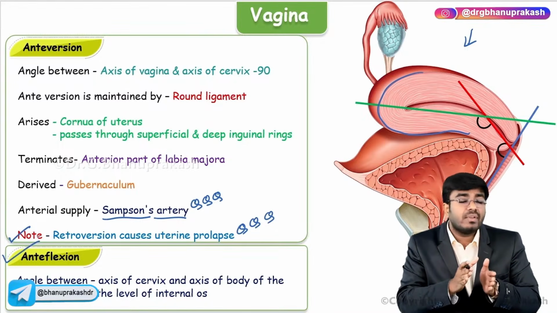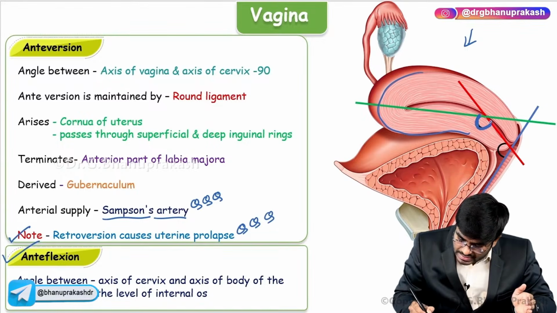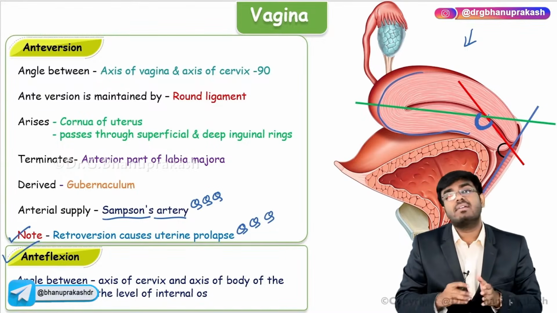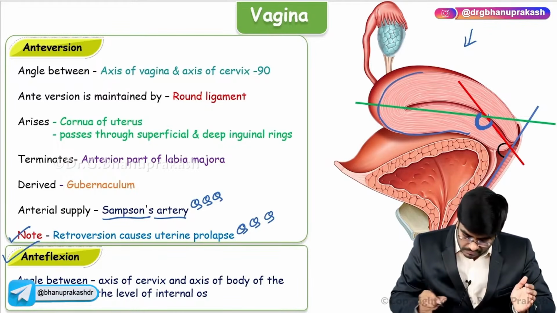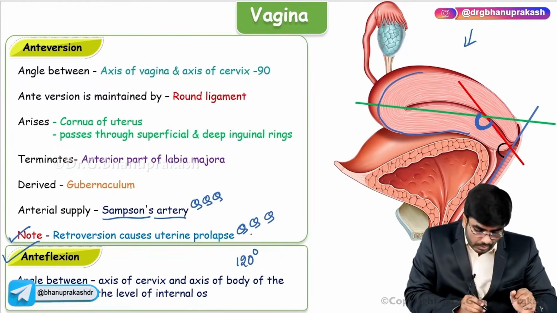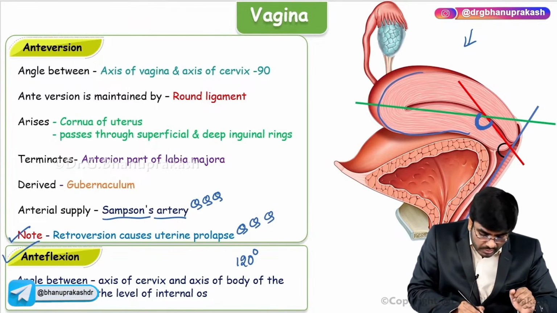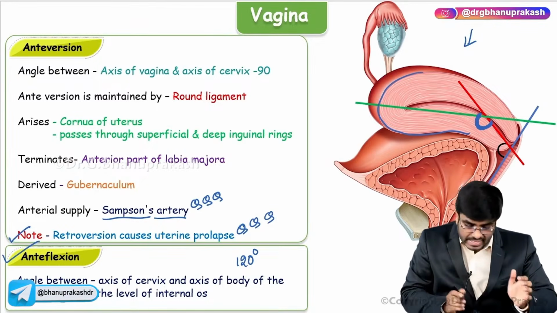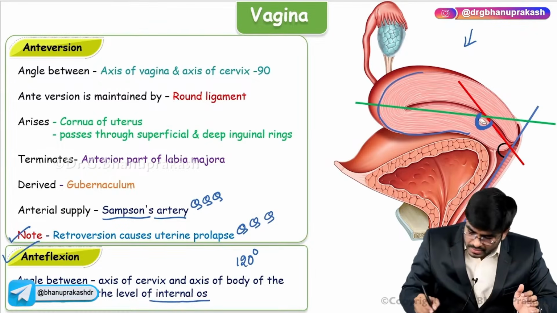What exactly is anteflexion, guys? Anteflexion is the angle between the long axis of the cervix and the long axis of the uterus. It will be somewhere around 120 degrees, as we have discussed. Now, an important point: where exactly is this anteflexion of 120 degrees happening? It's happening at the level of the internal os. Now let me show you.